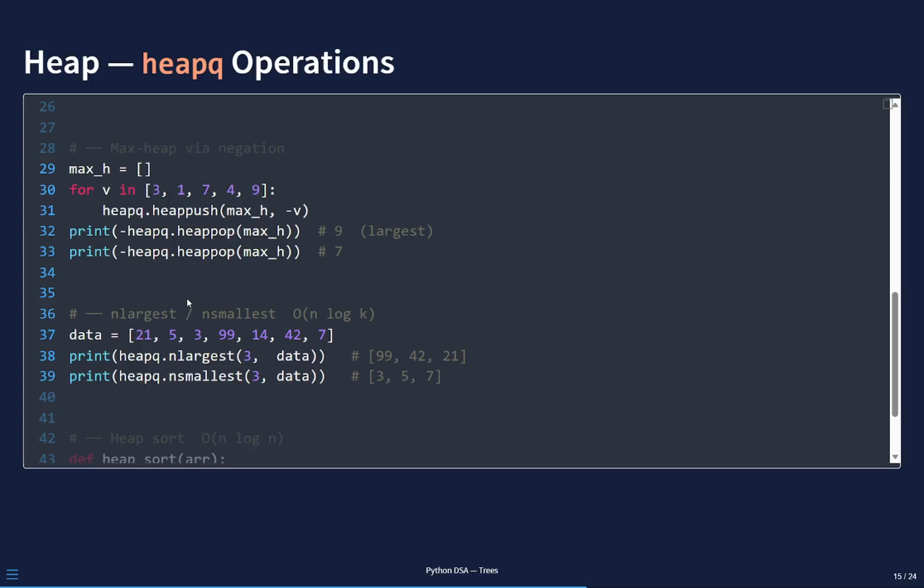nlargest and nsmallest are convenience functions for one-shot top K queries. They run in O(n log k), efficient when K is much smaller than N.